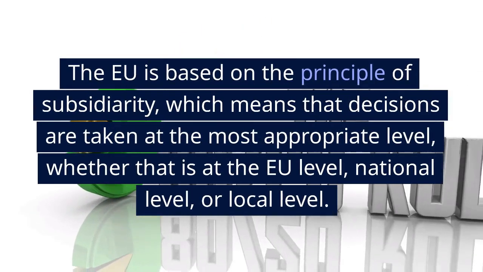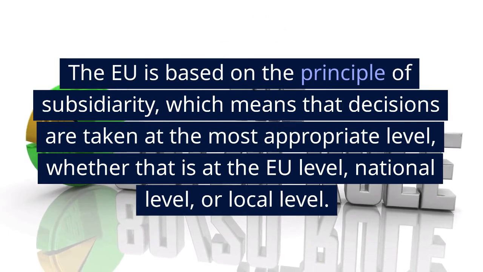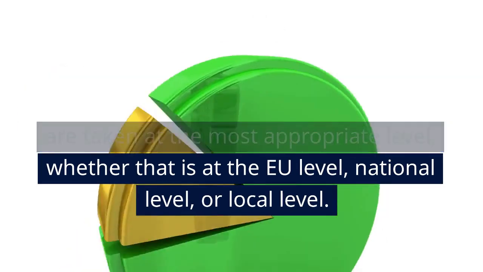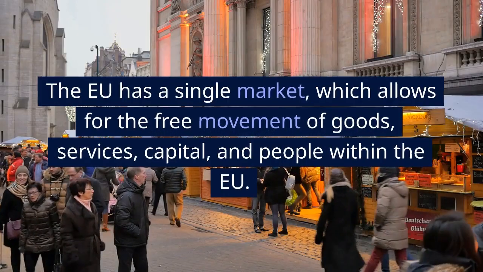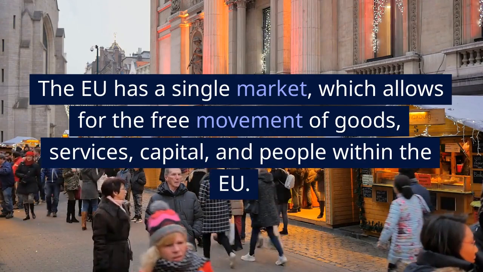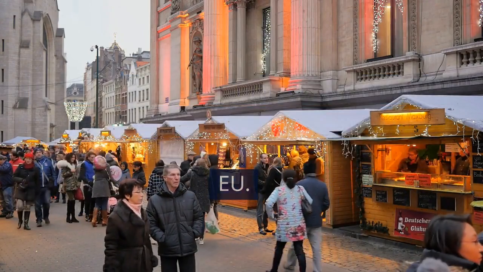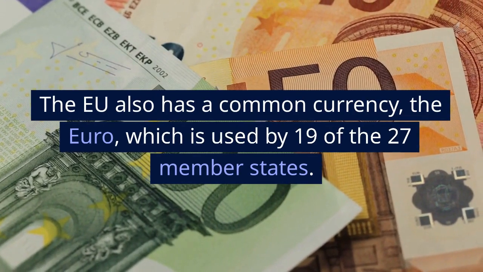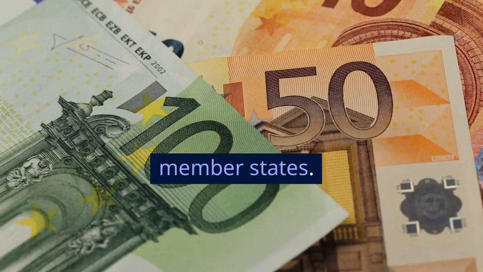Politics and economy. The EU is based on the principle of subsidiarity, which means that decisions are taken at the most appropriate level, whether that is at the EU level, national level, or local level. The EU has a single market, which allows for the free movement of goods, services, capital, and people within the EU. The EU also has a common currency, the euro, which is used by 19 of the 27 member states.